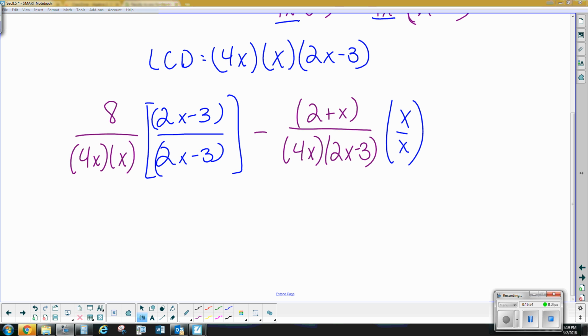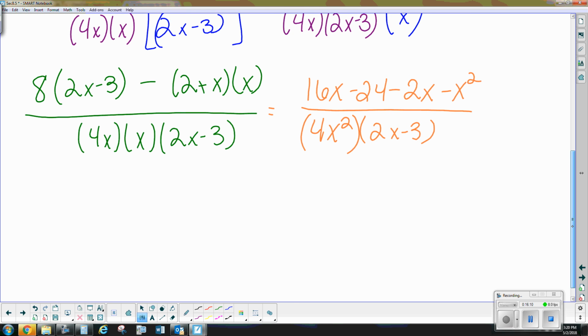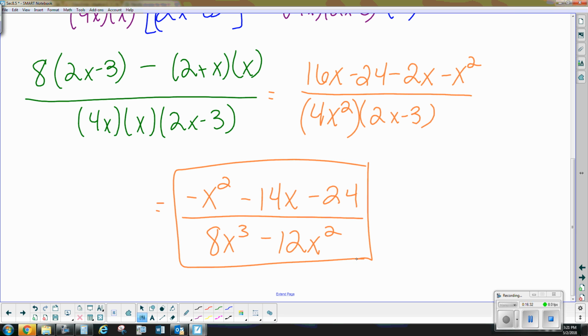Right, so now we have our least common denominator in both of those terms, and so we just need to subtract our numerators. So next we just have to simplify our numerator and put it in standard form, and put our denominator in standard form. And our final answer is negative x squared minus 14x minus 24 over 8x cubed minus 12x squared. There are no common factors in every single term in the numerator and denominator, so this is our simplest form, and it's in standard form, so that is our final answer.